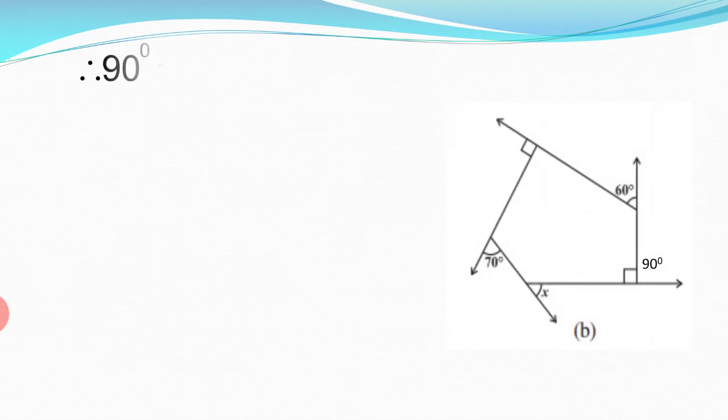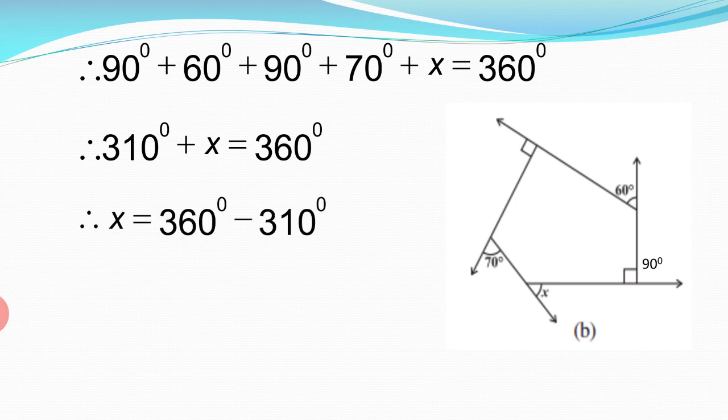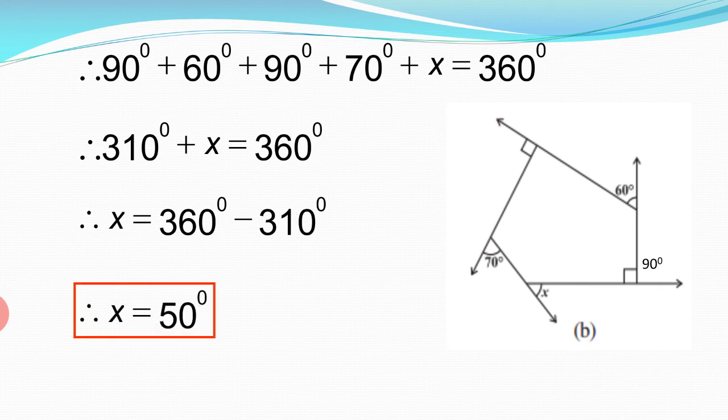So by using exterior angle property, we write 90 degree plus 60 degree plus 90 degree plus 70 degree plus x is equal to 360 degree. So 310 degree plus x is equal to 360 degree. So therefore x is equal to 360 degree minus 310. This is same as equation. So therefore we get x is equal to 50 degree.